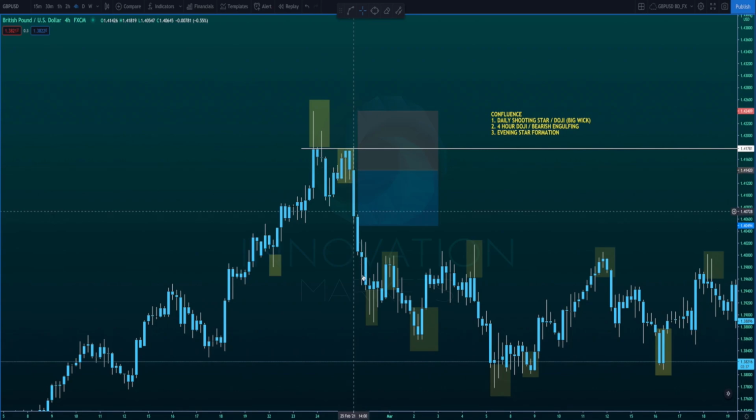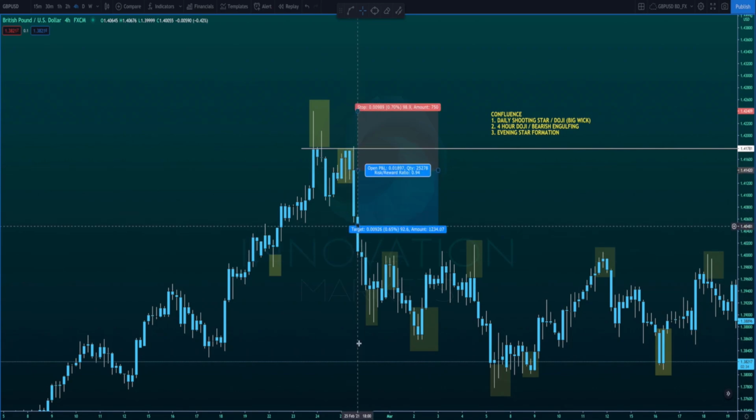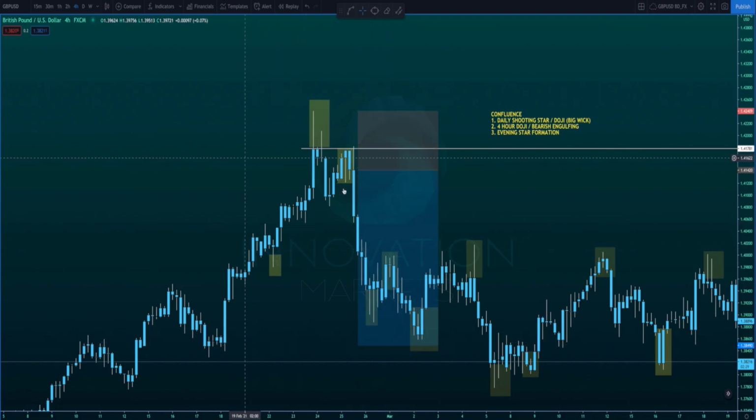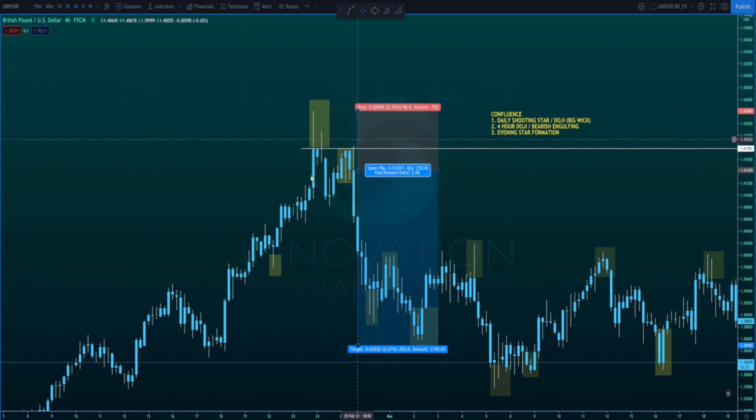Bang, bang, bang, bang, and we're starting to move down. We're starting to move down like this. You can see how we're starting to go into profit. But these are 3 confluences. But of course, this is just the direction.